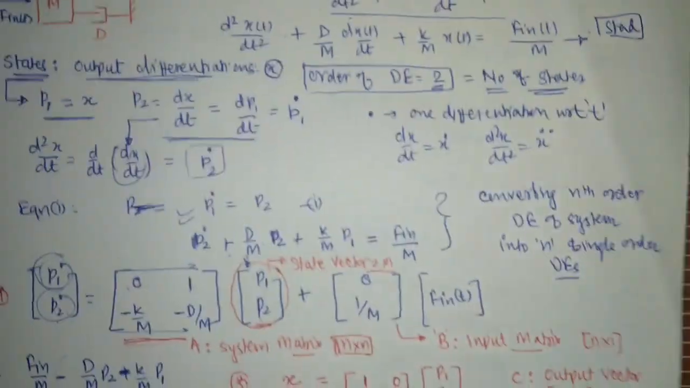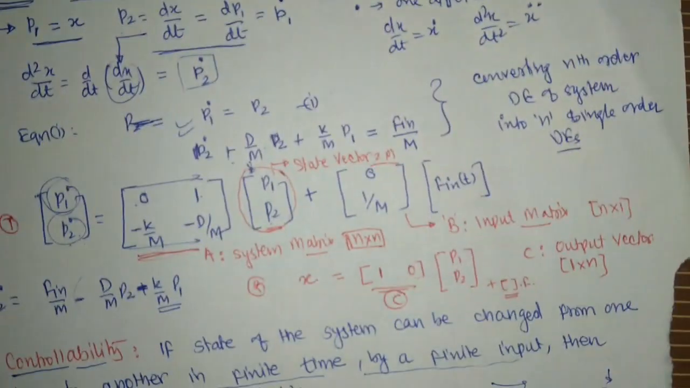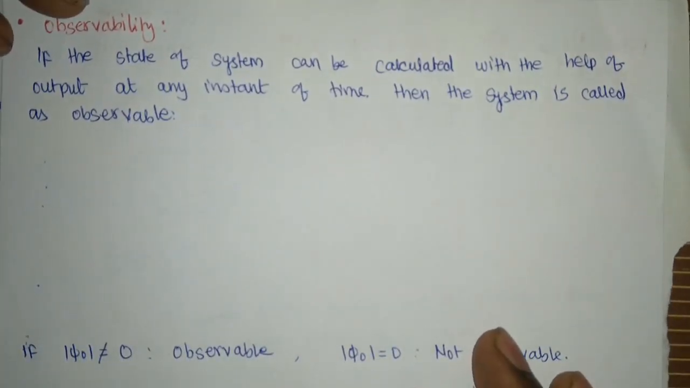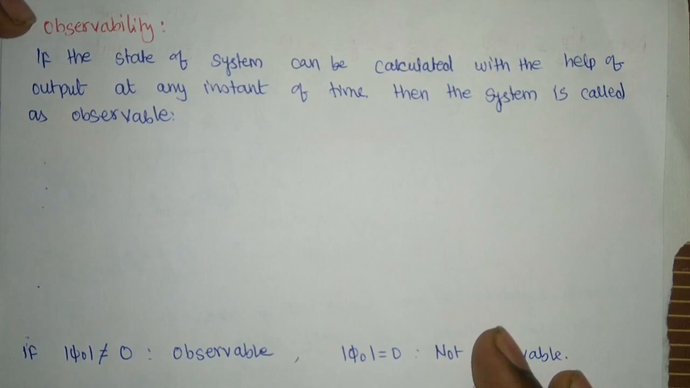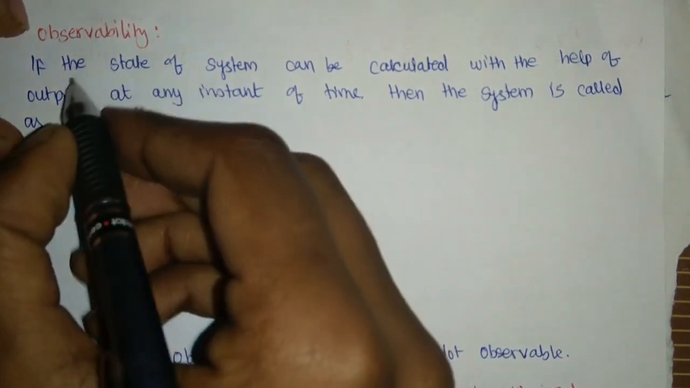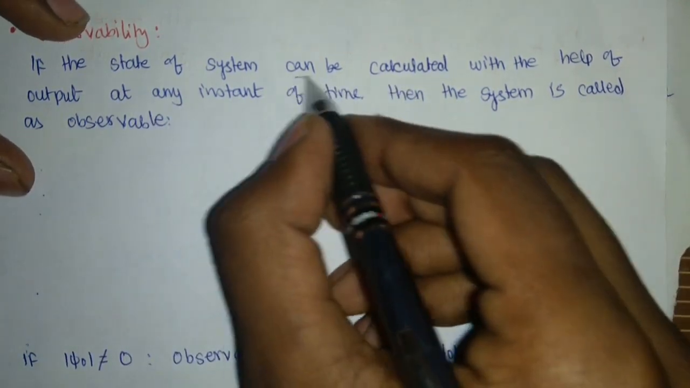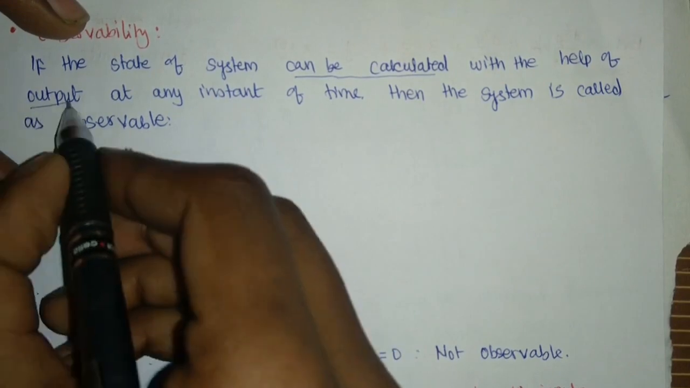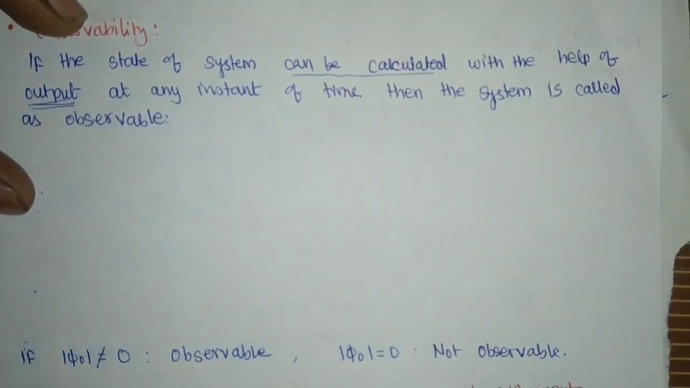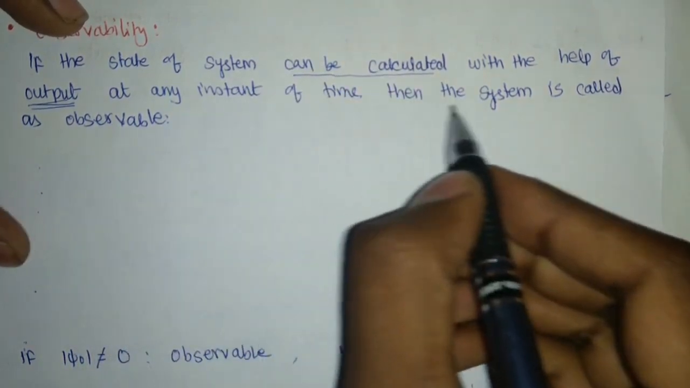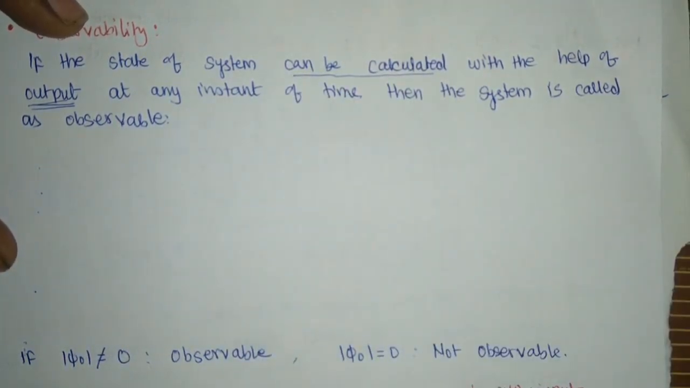Now we define one more concept, which is known as the concept of observability. Just like controllability means whether we can control the system or not, observability is whether we can observe the system or not. If we are able to calculate the state of the system with the help of the output, that is, we know the output and we can calculate the state of the system, meaning a reverse calculation, at any instant of time, then the system is observable. Then we will call it an observable system.